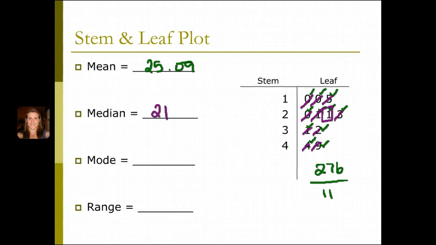Mode is the number that happens most often. Well, in this case, we have more than one. We had 10 that happened twice, and we also had 21 that happened twice. And then our range would have been 49 minus 10, so our range is going to be 39.